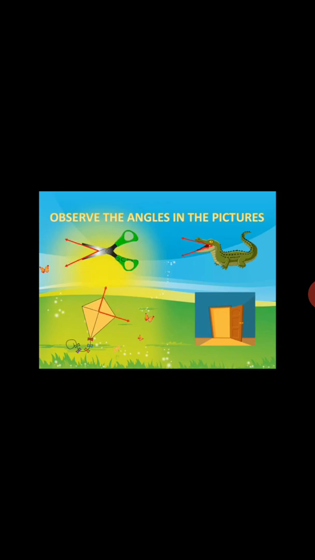Now in this kite, that is looking like L, it means it is a right angle, it means 90 degree angle. Opening of door, it is forming greater than 90 degree, so that is obtuse angle. Now look at this slide. This slide is forming also an angle.